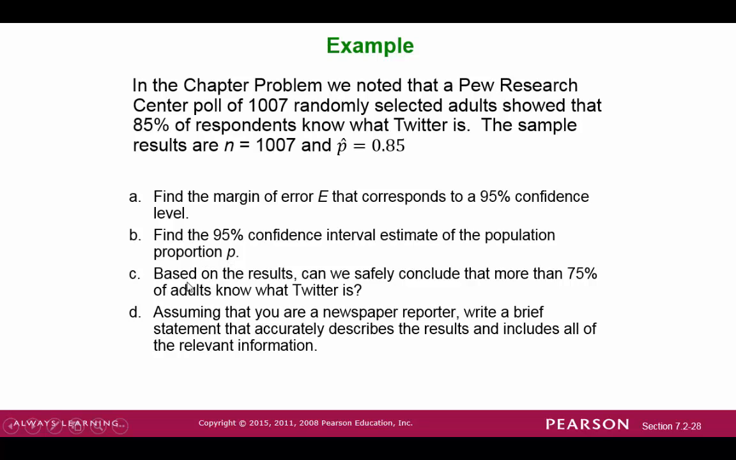And then they ask a question: based on the results, can we safely conclude that more than 75% of adults know what Twitter is? Now, I know 75% is smaller than 85%, but we want to know if it's significantly larger. And then the last question: assuming you're a newspaper reporter, write a brief statement that accurately describes the results and includes all the relevant information.